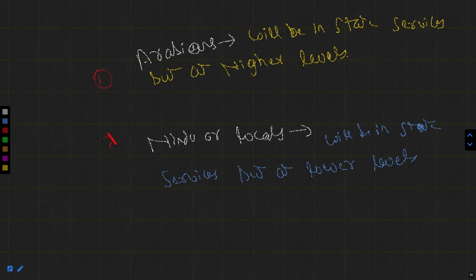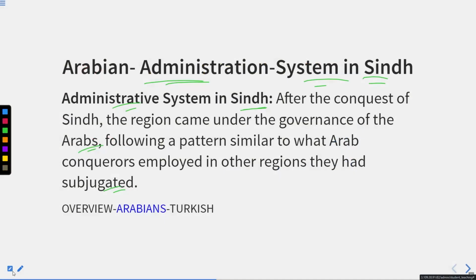It means they would employ the local people, the local Hindus, so that they could have a better and efficient administration in the place. But the command would be in the hands of the Arabs, the top officials. So that was the pattern they had adopted while ruling in Sindh.